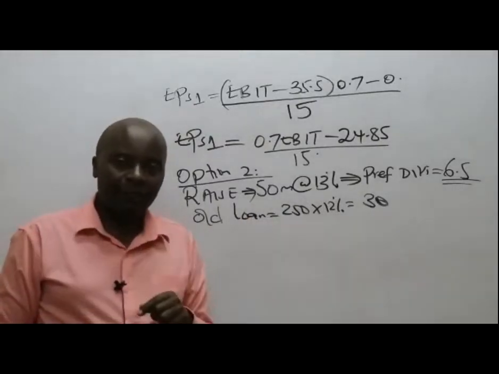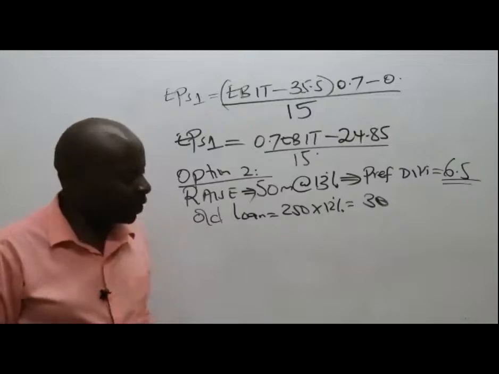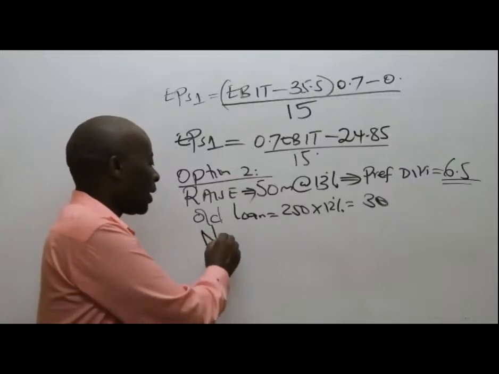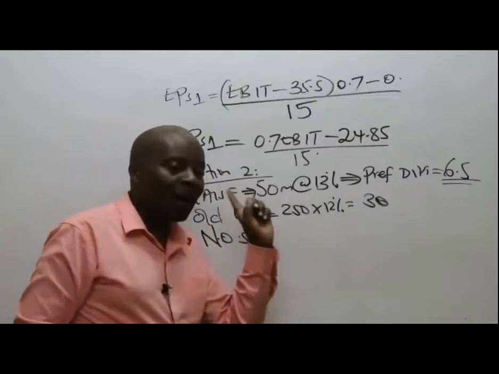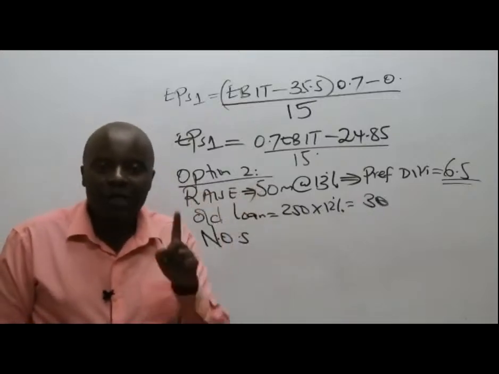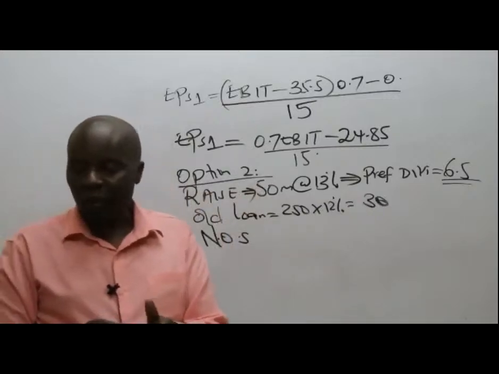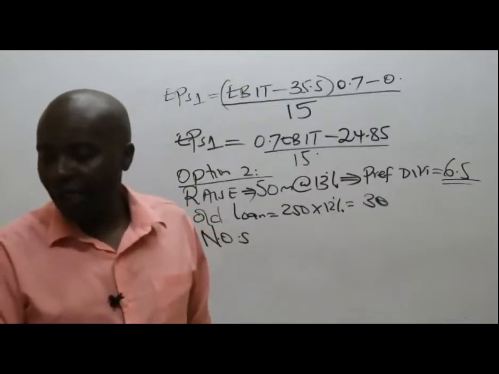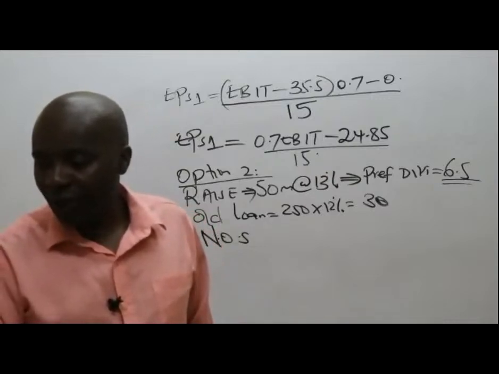Now listen, how about the number of ordinary shares? If we go by option number 2, raising money using option number 2, what do you think will be the number of ordinary shares?